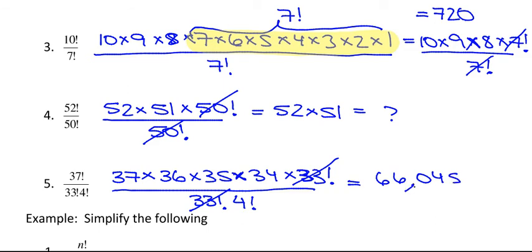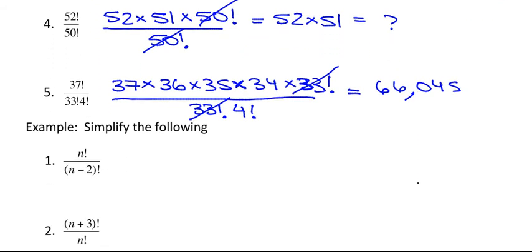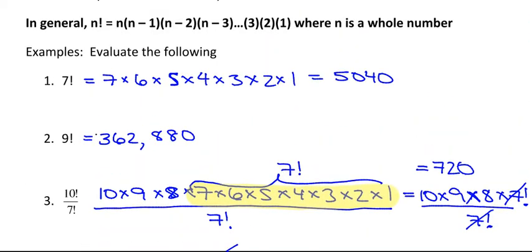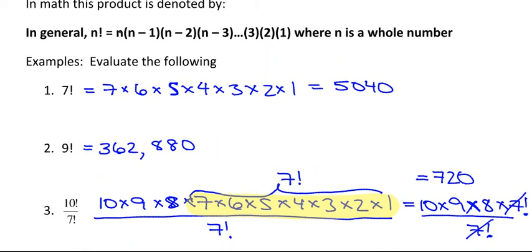Okay, let's try some that are a little bit more challenging. So simplify the following. Now these are more algebraic and no calculations really involved. So n factorial over n minus 2 factorial. If we went back up to the beginning for a sec, you would see that as we expand n factorial, we always decrease by one whole number until we get to 1.